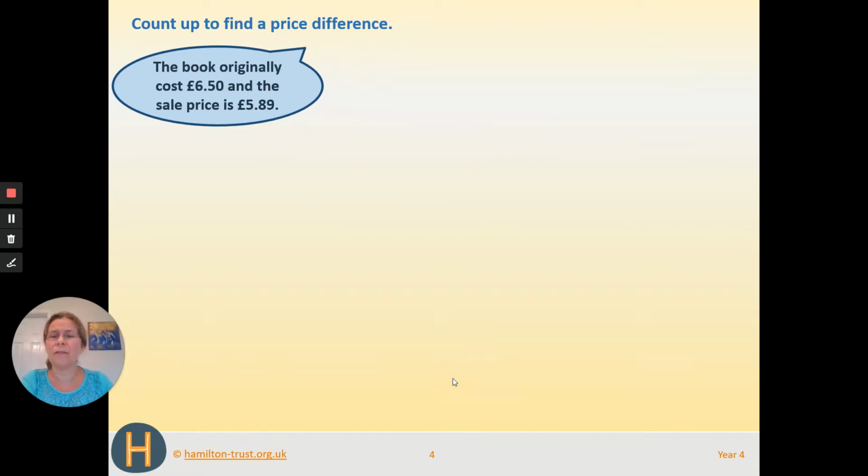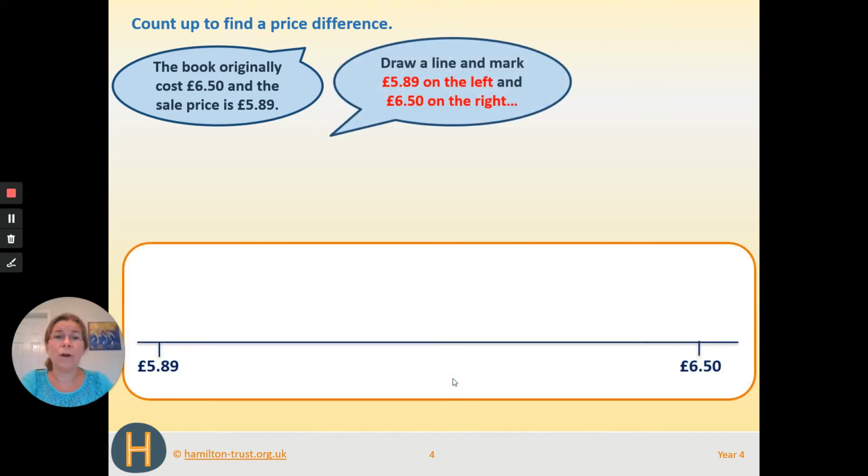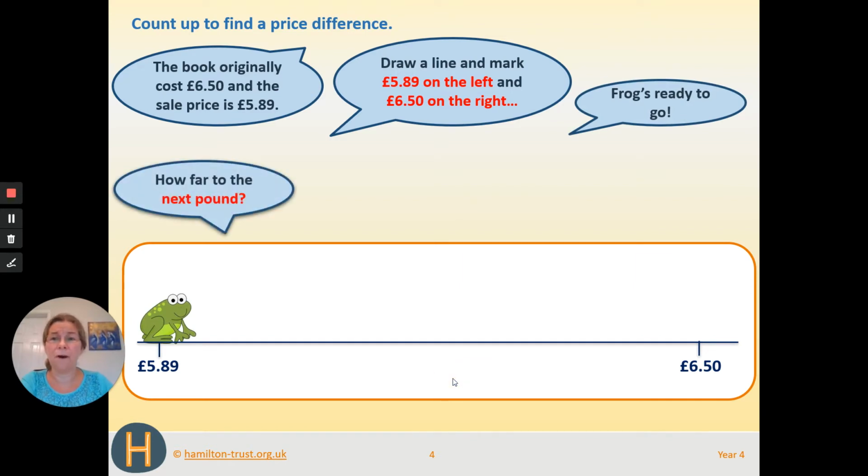Okay, so now let's look at the book. A book was originally £6.50 and then its sale price is £5.89. How much has it been reduced by? Draw a line and mark £5.89 on the left and £6.50 on the right. Frog's ready to go. How far to the next pound? You can either do a whole way to the next pound, or you can do one little step and then another little jump to the pound.